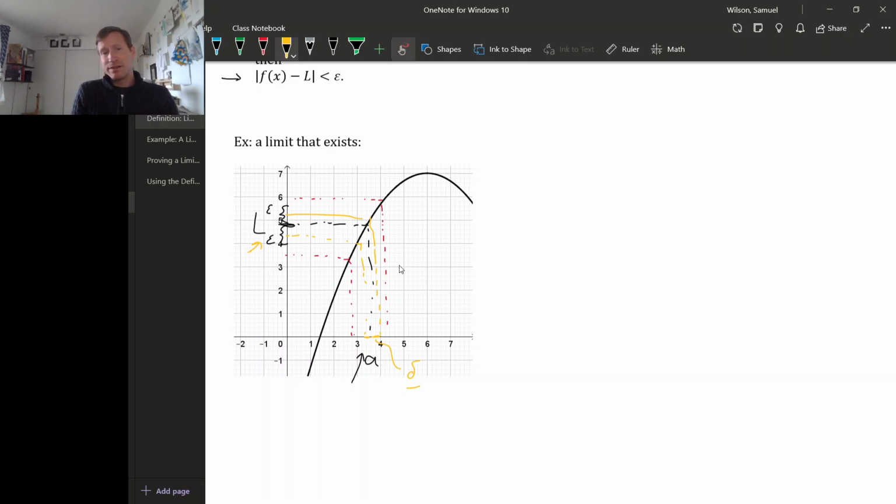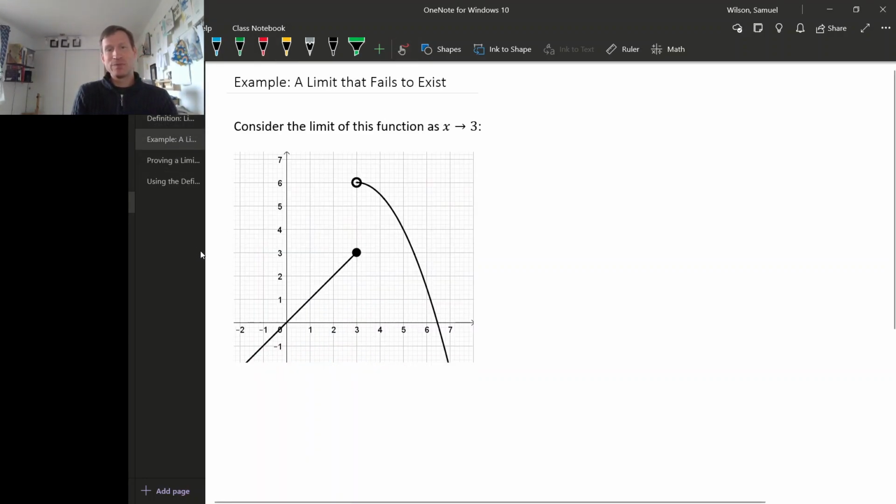And for this particular example, I think you can see that if you shrunk epsilon even further, we could find a delta that works just by choosing one even smaller. And in fact, no matter how small epsilon gets for this example, we can find an even smaller delta that will work for it. So that's what happens when a limit exists. What does it look like when a limit doesn't exist? Well, here's an example of, clearly at x equals 3, there's no limit because the one-sided limits are different.